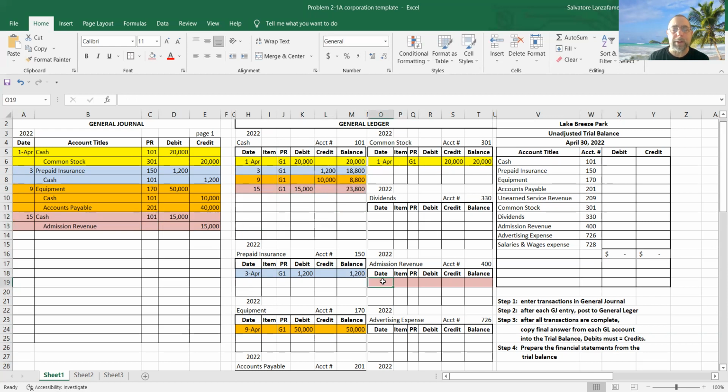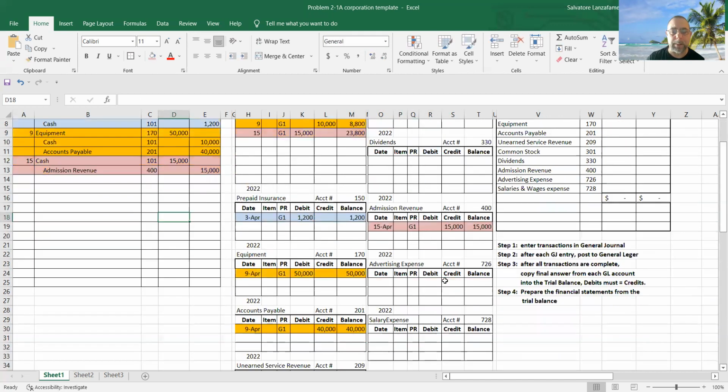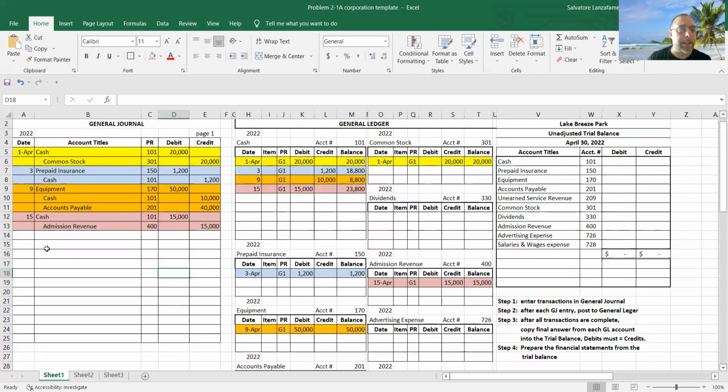So cross-reference back with the 101. And then admission revenue. The date, again, April 15th. Nothing in the item, G1. We are going to credit the admission revenue for $15,000, and the new balance is $15,000. And that's a credit balance. Cross-reference back with 400. Okay. So we've done quite a few transactions. Let's do a few more. Let's see if we can get some of these other transactions into the mix here.